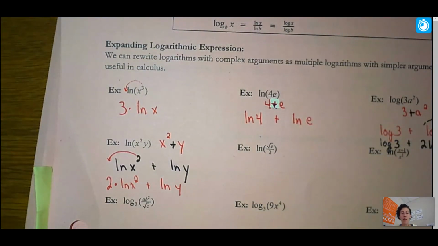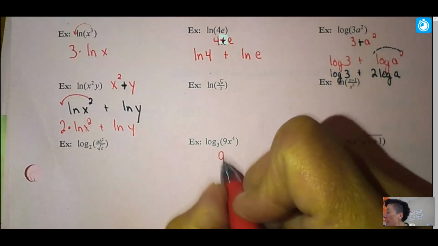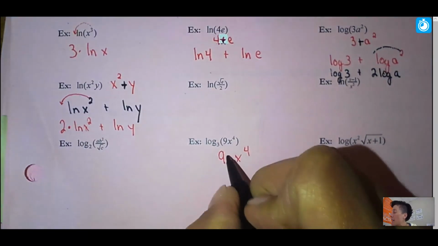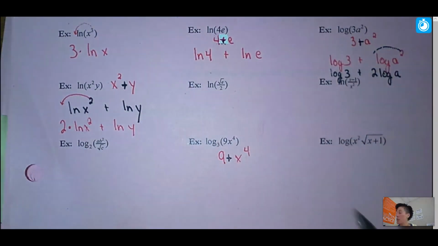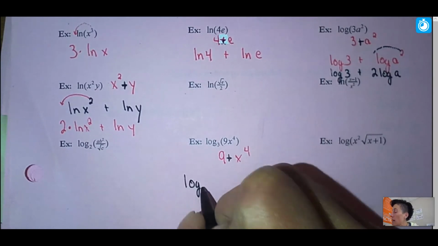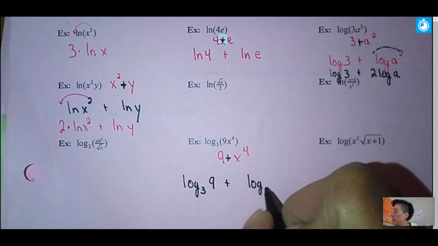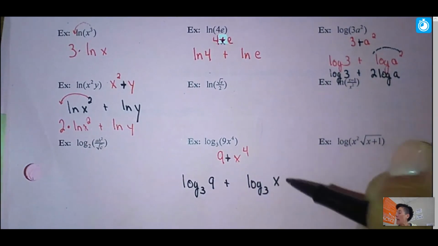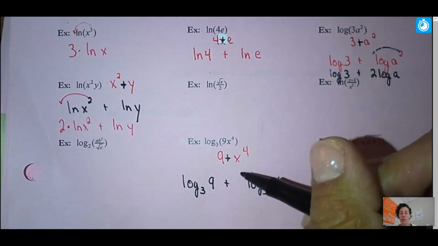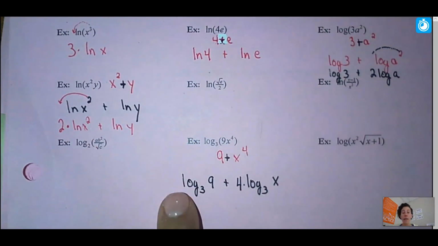Let's see, what are some other ones similar to this? So let's switch up the base a little bit. This one. So this is 9 times x to the 4th. Again, that times will change into addition. I have 2 terms, and each term will need this log base 3 with it. And normally the 4 should go here, right? But now I'm going to go ahead and just make that step and move it to the front of its log, not the front of all of this.